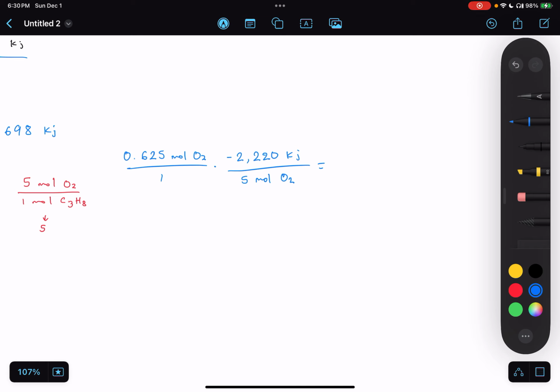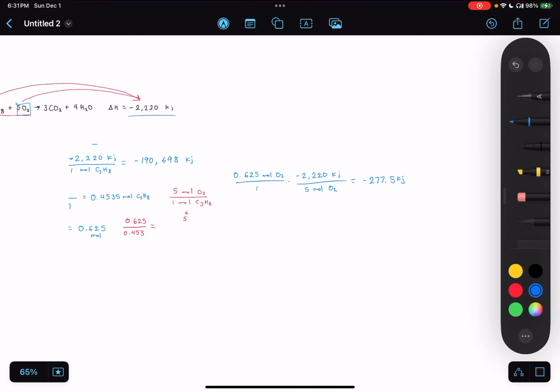And we'll get, let me work this out real quick, 0.625 times negative 2,220. That should give you negative 1,387.5. And then don't forget, you got to divide that by the 5 moles, because we don't exactly have 5 moles, we only have 0.625. And there we go. We get negative 277.5 kilojoules. Don't forget your kilojoules.